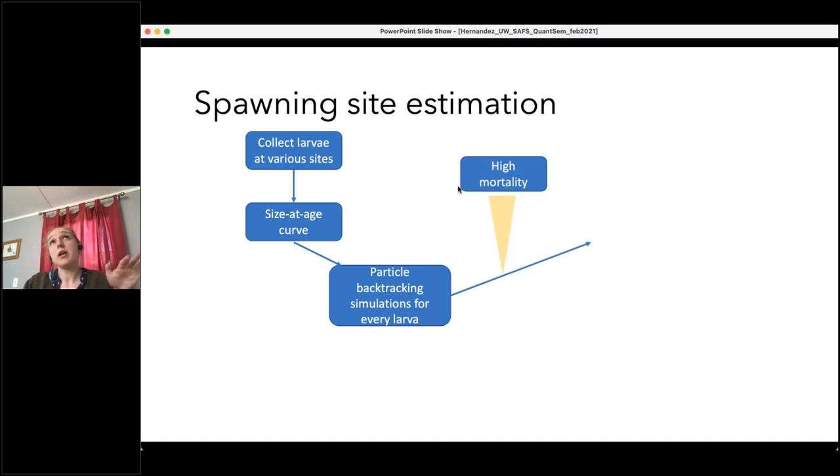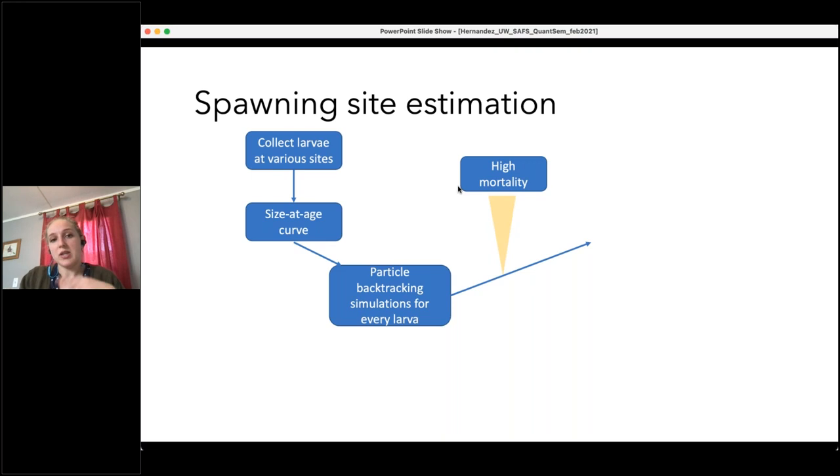Okay, so then I want to combine all these different larvae so that I can give you just one plot of all of the skipjack larvae in 2015. Where did they come from? Which locations had the most spawning? Based on, like, if we backtrack from our observed larval abundance to a predicted spawning distribution.